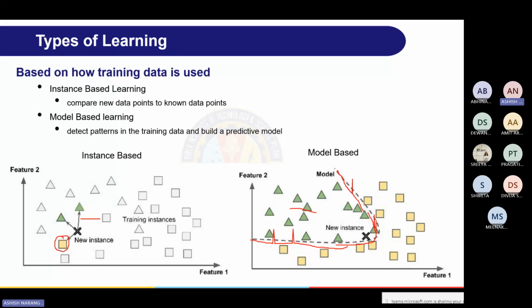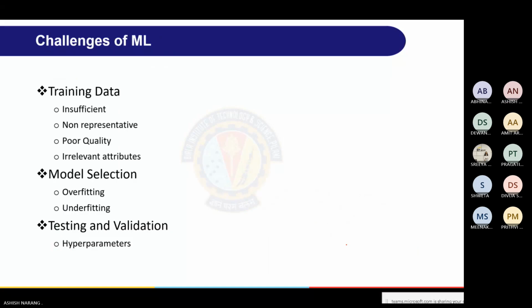When I talk about a model, we've talked about a regression problem, a straight line or a curve. Based on the position of the straight line or curve, I am going to categorize the new points, depending on whether they fall above the curve or below the curve. Okay. Looking into the challenges, we will talk about them one by one. These are very important, starting with training data, model selection, and testing and validation. Okay, just give me a moment.